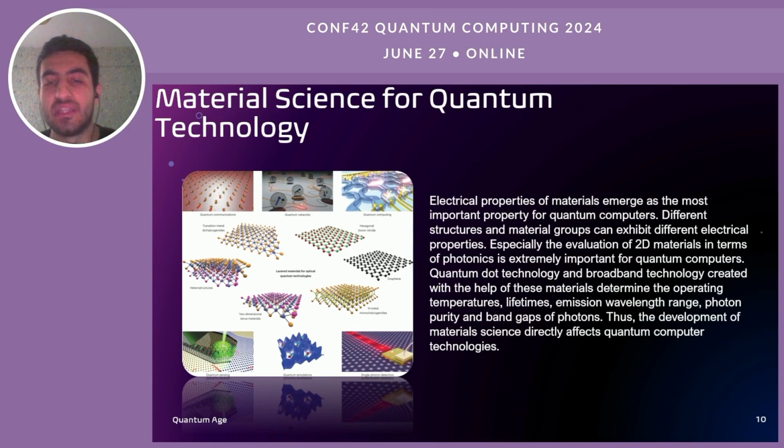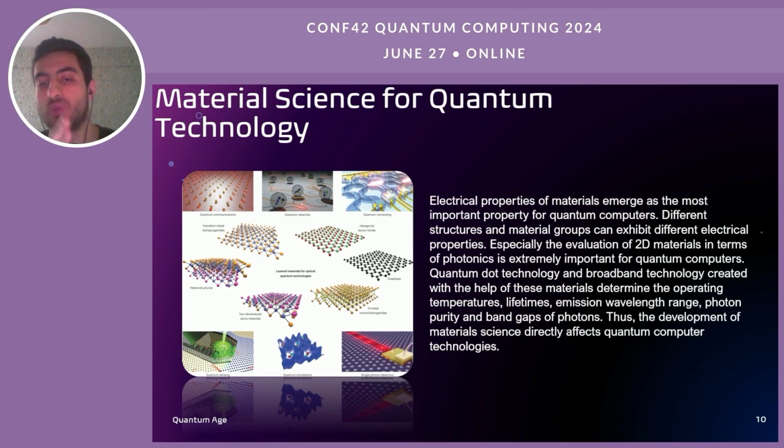When I continue in the slides, electrical properties of materials emerge as the most important property for quantum computers. Different structures and materials groups can exhibit different electrical properties. It's very important. There are many semiconductors in this field, and different corporations and different industries work with different materials. I will give three examples in the next slides, and especially the evolution of two-dimensional materials in terms of photonics is extremely important for quantum computing.